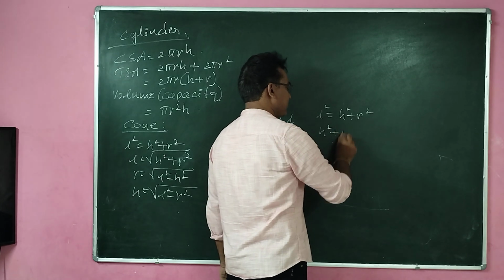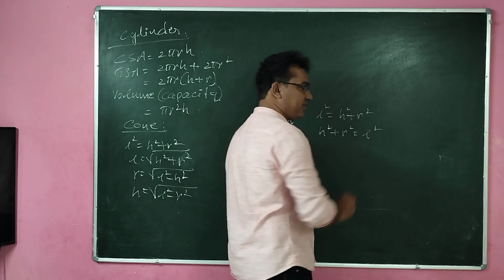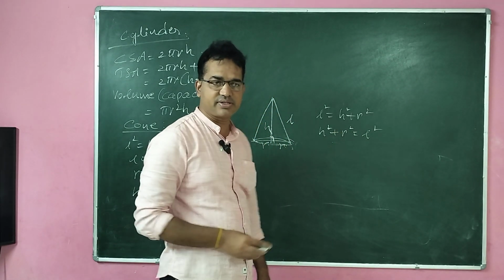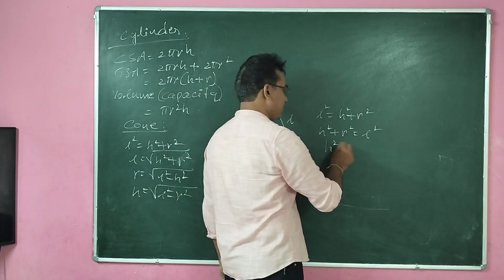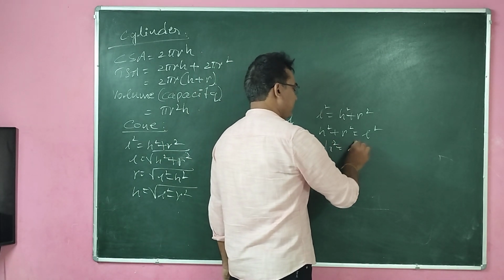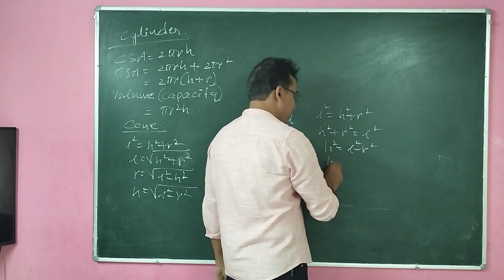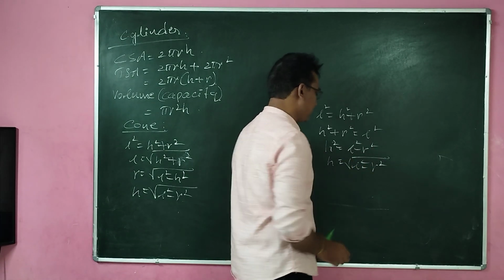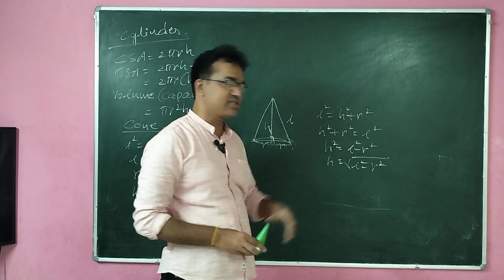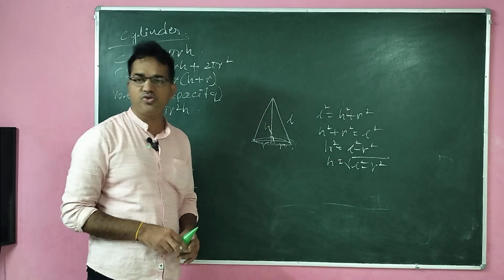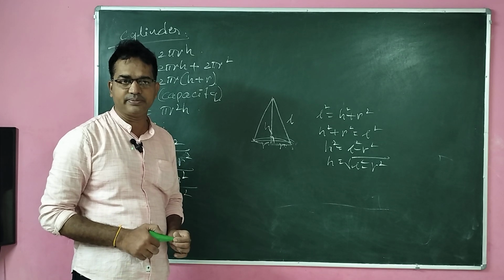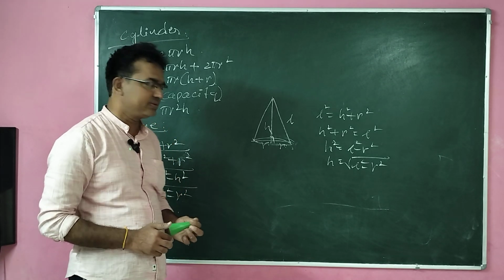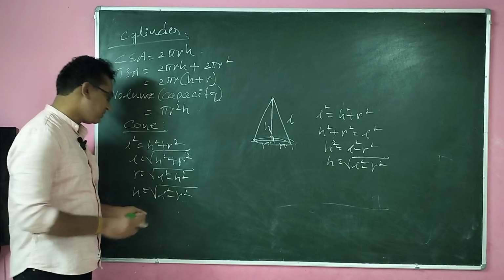Otherwise h square plus r square equals L square. You can reverse it, LHS and RHS. Next, h square equals L square minus r square. h equals square root of L square minus r square. If on one side you remove square, on the other side you will get square root. If cube, then cube root you will get. Understood, I think. Okay? So this formula to find.